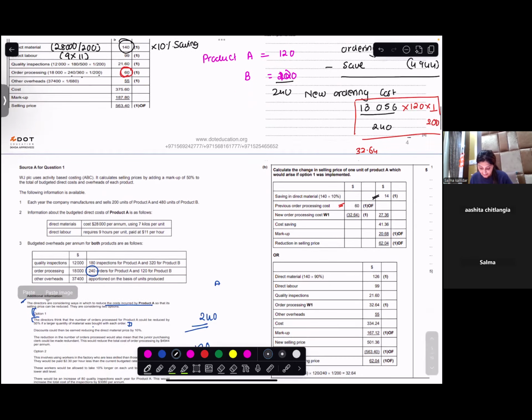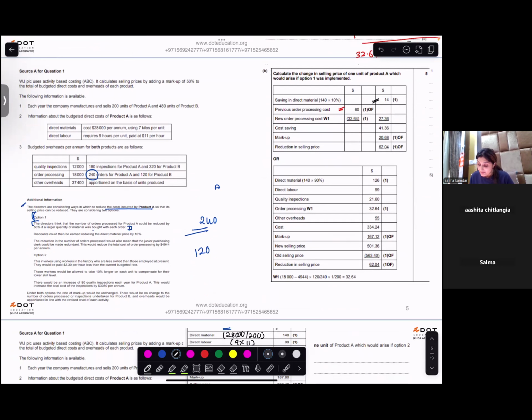And the ordering cost would reduce by 27.36. So they are having a cost saving of 41.36. You add 50% markup. So you have a reduction in selling price of 62.04. I'm pausing the video. Try to do it. Then I'll go to option 2.